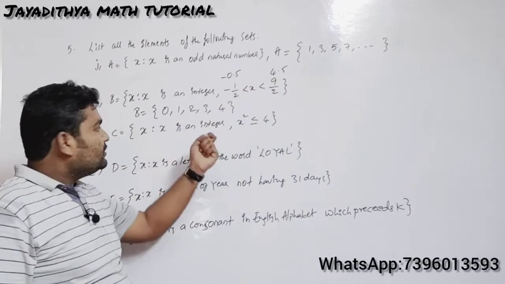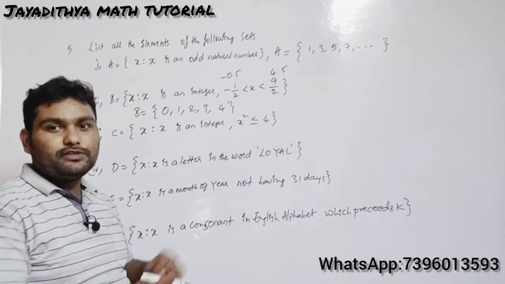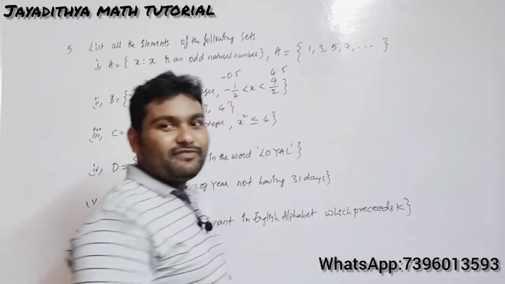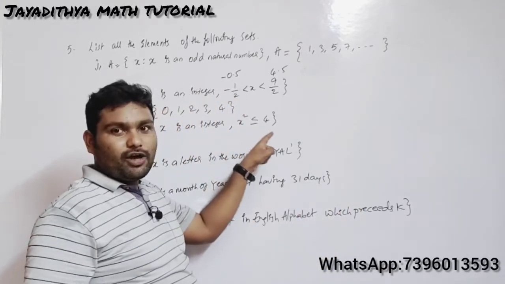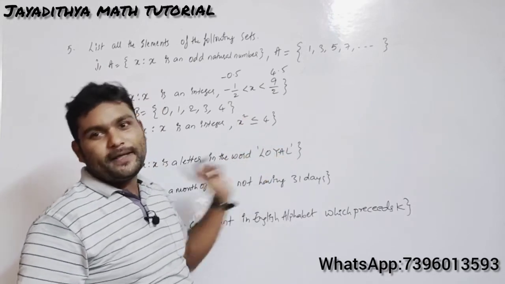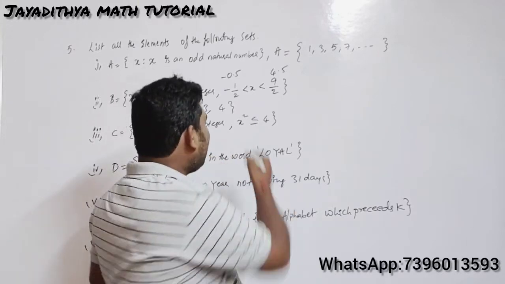The next one, x such that x is an integer and x square is less than or equal to 4. I told you here we should be very careful. So how to take these values? x square must be less than or equal to 4. So here 4 is a positive number. Square of any number will be a positive number. So before that, let us try to analyze what the values for x are here.